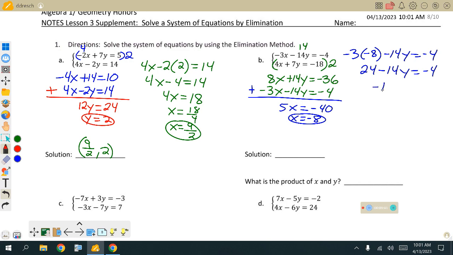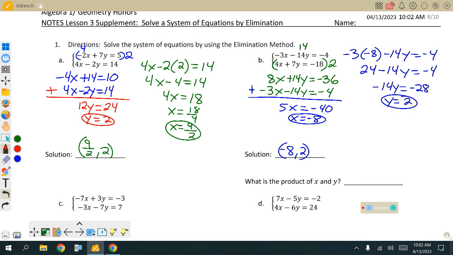Subtract 24. What is that? Negative 28. Divide by negative 14, and what do we get for y? Somebody get 2. Negative 8 comma 2.